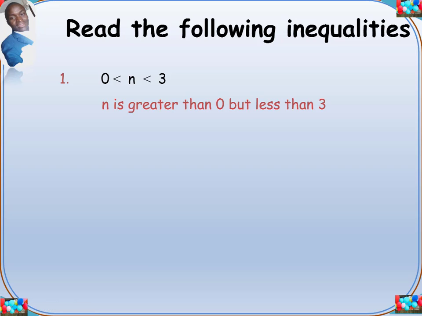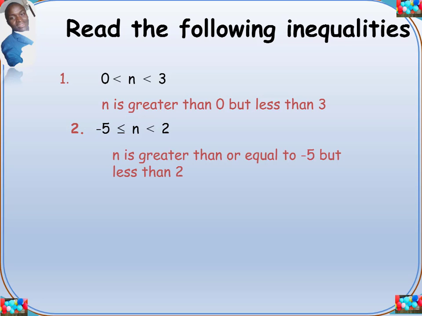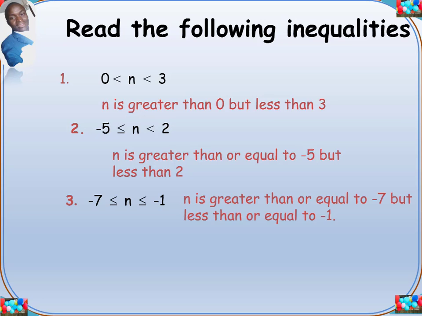It is read as n is greater than 0 but less than 3. The second one is read as n is greater than or equal to -5 but less than 2. The third one is read as n is greater than or equal to -7 but less than or equal to -1. Then lastly we have that read as x is greater than 9.